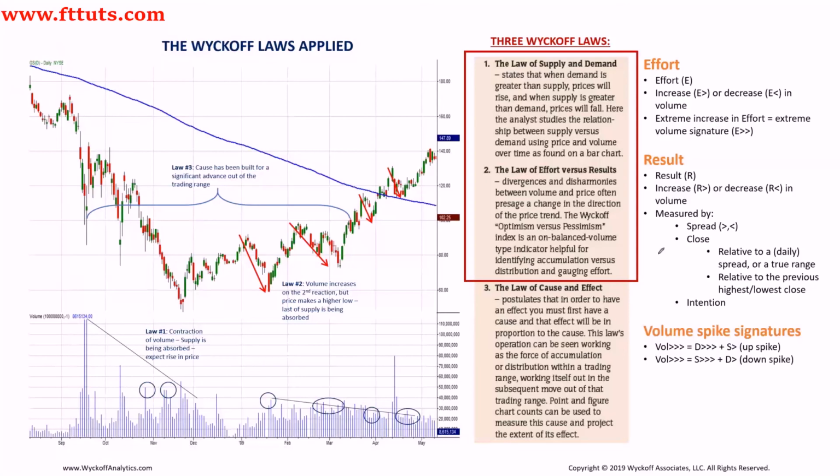So what we want to see from the effort is the increase or the decrease of effort. And then obviously when we're going to have an extreme increase in effort, that's usually going to be associated with gaps, with stopping actions, with momentum type of bars, and so on and so forth. We need to understand how we will judge the result, how we would assess the result. Obviously, result will either increase or decrease as well.